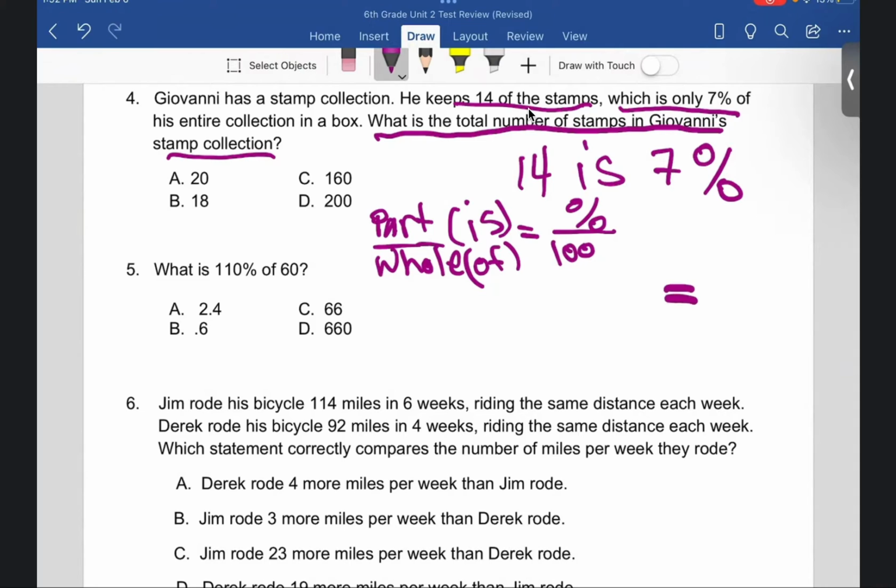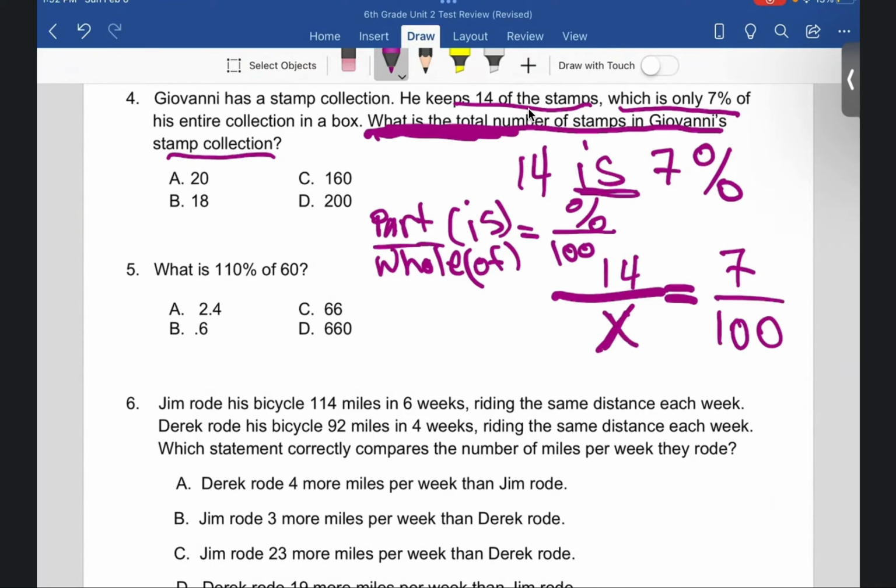So we have 7%, and we know that goes over 100, right? And now we have to decide whether 14 is the part or is the whole. Well, 14 is 7%, so is is telling us it's a part, making it 14. And then we also know it's asking us the total number of stamps. Well, we know we're looking for the total, so we don't have the total. We're going to represent that by our variable because it's an unknown value.